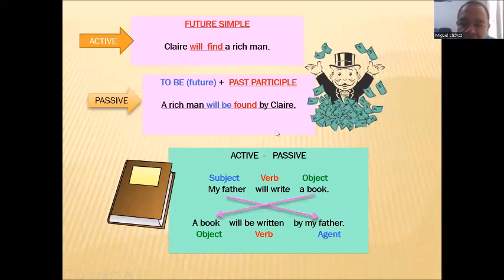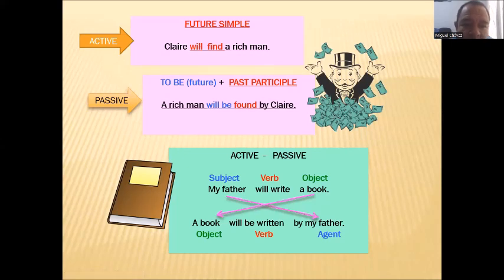Today, we are going to check how to form the passive in future. Let's check these two examples. In active voice, remember that the future simple is formed using the auxiliary verb will. Then the basic form of the verb. Claire will find a rich man. Don't forget that we use will with any subject.